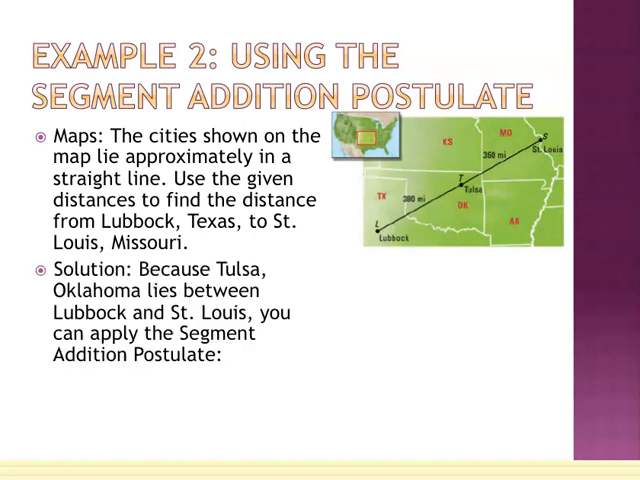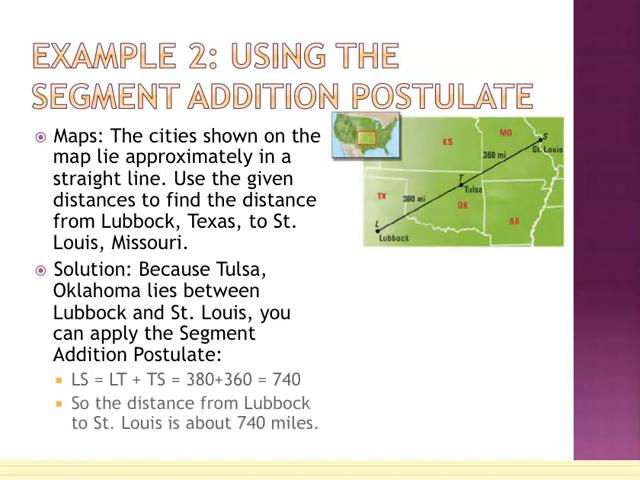So, the distance from Lubbock to St. Louis is equal to the distance from Lubbock to Tulsa plus the distance from Tulsa to St. Louis. So that would be 380 plus 360, which is equal to 740. So the distance from Lubbock to St. Louis is about 740 miles.